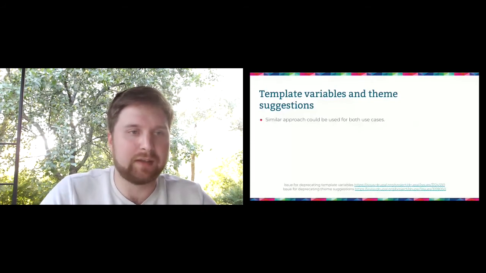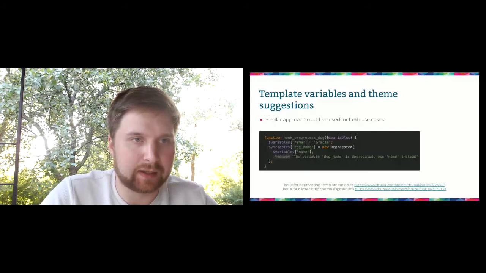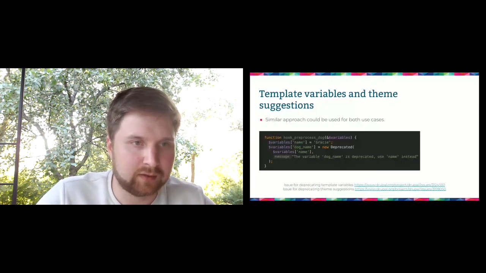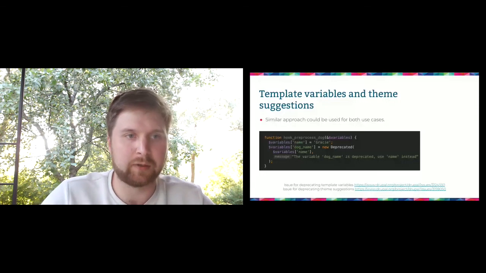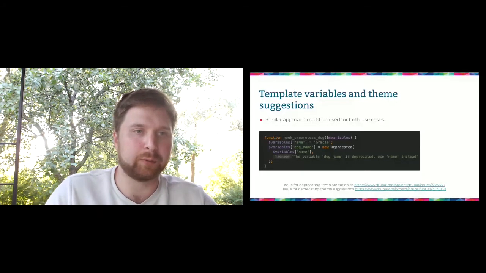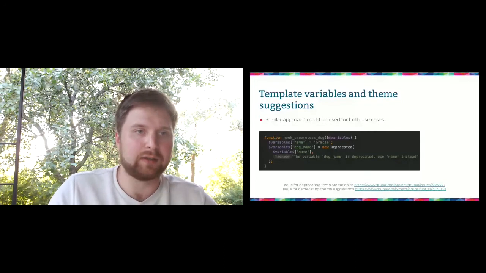The second type of API where we have to add new processes for adding deprecations is template variables and theme suggestions. I think a similar approach could be taken for both of these use cases. These APIs could benefit from an approach where we wrap the variable, or the output that we're giving, with an object that essentially allows someone accessing that variable to get the data.